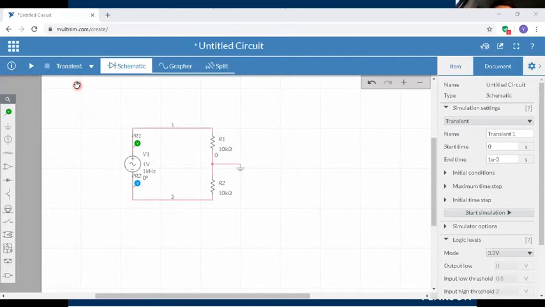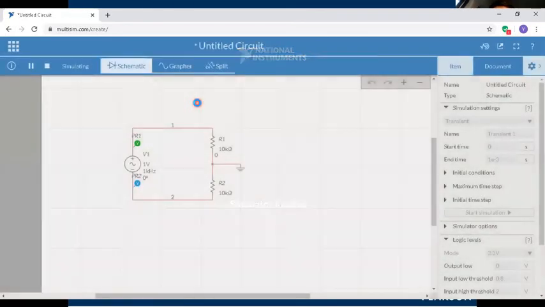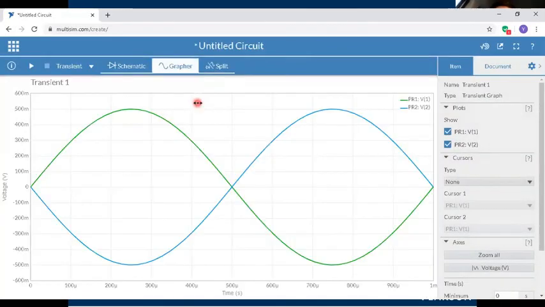Okay, so make sure it's set to transient and then press the run simulation button. All right. Remember, the green is connected to the top of your signal source and the blue is connected at the bottom of your signal source. So as you noticed here, for the green waveform, nauuna dito yung positive. For the blue naman, nauna dito yung negative. So they are out of phase by 180 degrees.